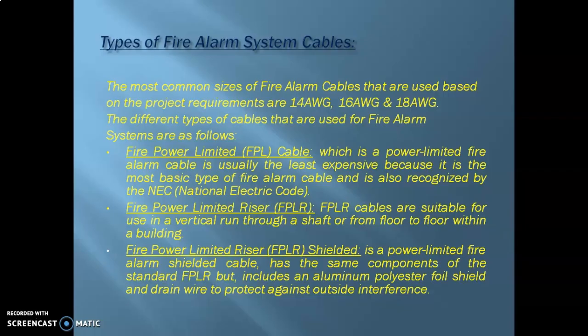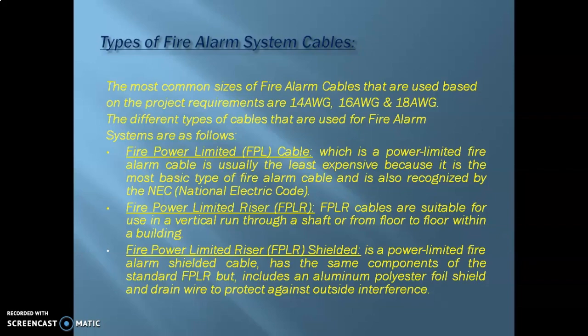First off, we have the fire power limited cable, or FPL, which is a power limited fire alarm cable and is usually the least expensive because it is the most basic type of fire alarm cable, and is also recognized by the NEC. Next, we have the fire power limited riser cable. Now these cables are the same as the FPL cables, except for the fact that they can be used in vertical runs throughout the building through a shaft or from floor to floor. Basically they can be used in risers.